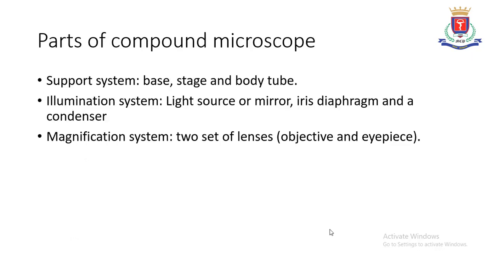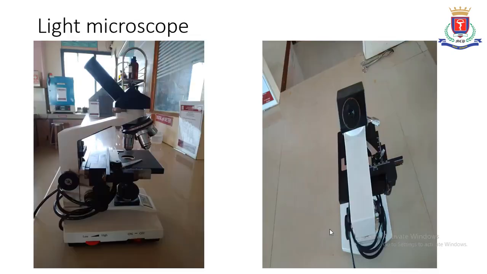But before going to that, we will first see the different components or parts of compound microscope. So basically the components can be divided into three systems. First is the support system, second is the illumination system, and third is the magnification system. The support system usually includes base, stage, and body tube.